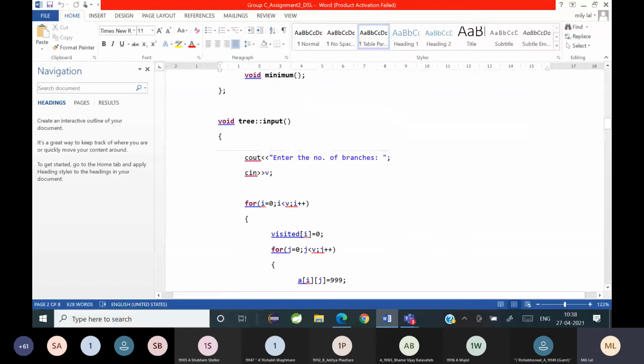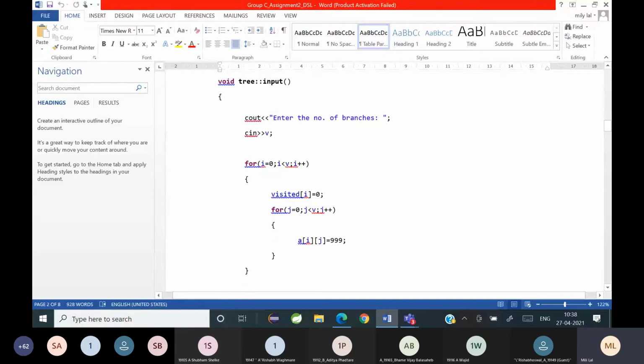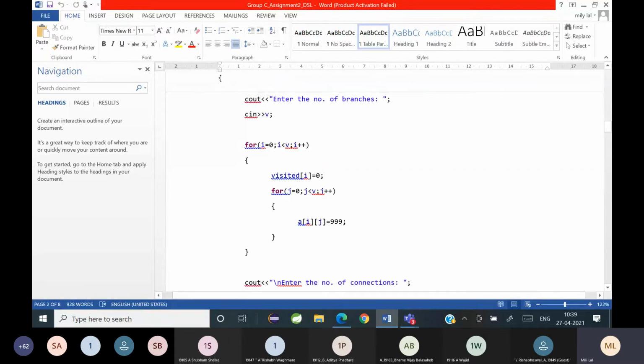Okay, so now, yes, the class name is tree. So here we are defining the function input of the class tree. What we are doing is entering the number of branches. So branches here means number of offices. So you are setting up the business. So you have to enter how many offices you are going to set up. So enter the number of branches or offices that is being taken, and you are assigning the visited flag of each vertex as 0.